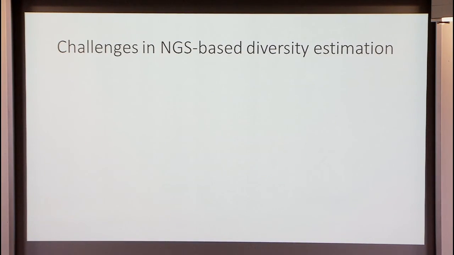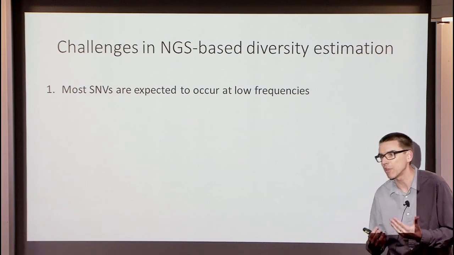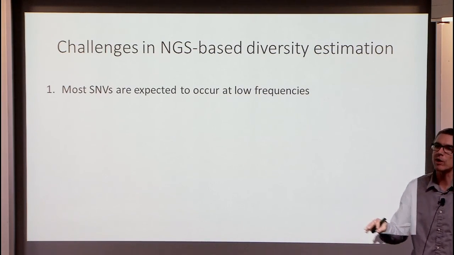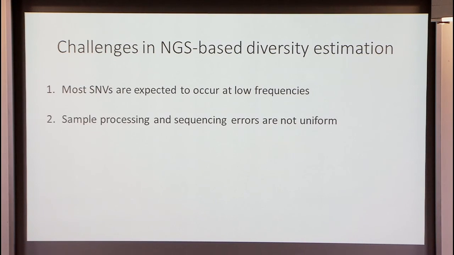Okay, so some challenges when trying to do this. The first one, which I cannot make more precise now, is that most SNVs are expected to occur at low frequencies, and that has to do with the evolutionary dynamics of a tumor cell population that we will look at in more detail later. But from all we know and from all the models tell us, most of the variants will be present at very low frequencies. So that makes it very challenging to detect them.